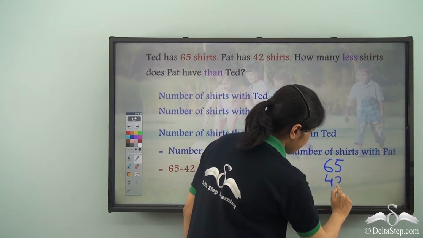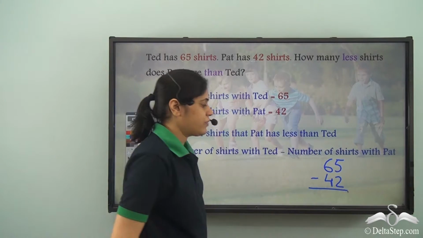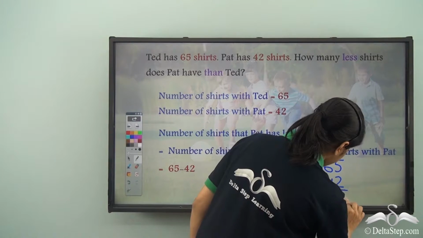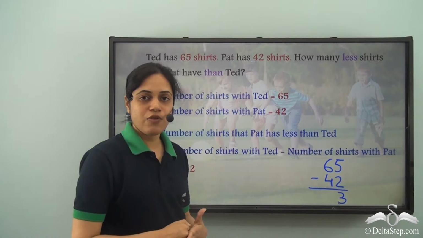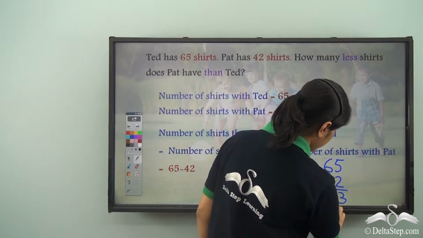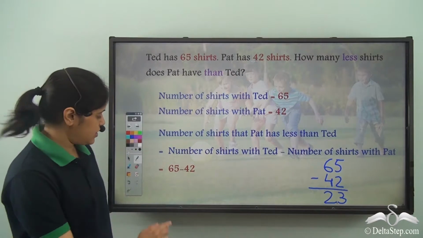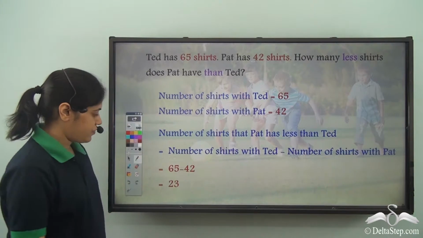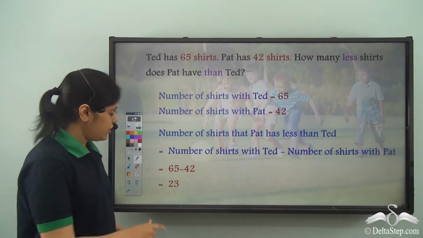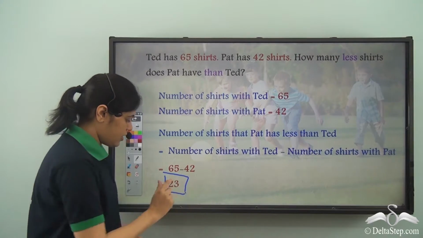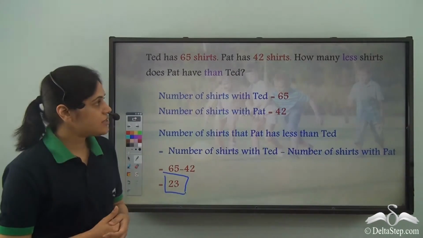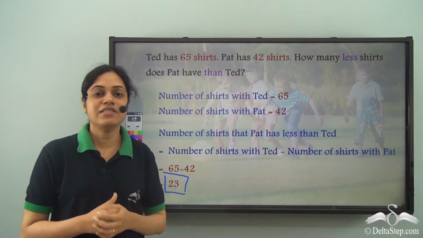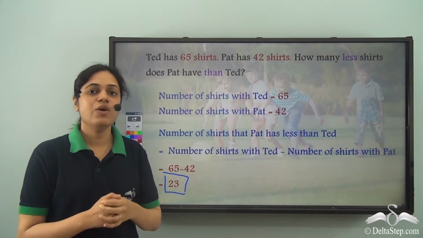65 minus 42. What is 5 minus 2? 5 minus 2 is 3. And what is 6 minus 4? 6 minus 4 is 2. So this is equal to 23. This is the answer. That is, Pat has 23 shirts less than Ted. So this is what we actually want to find.